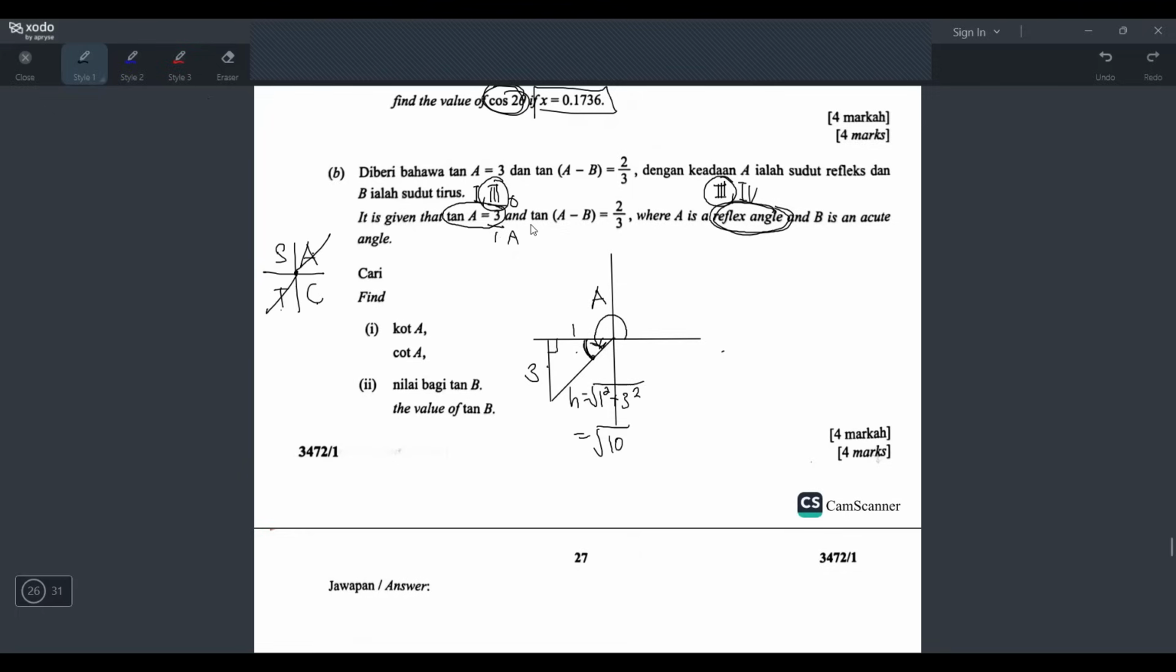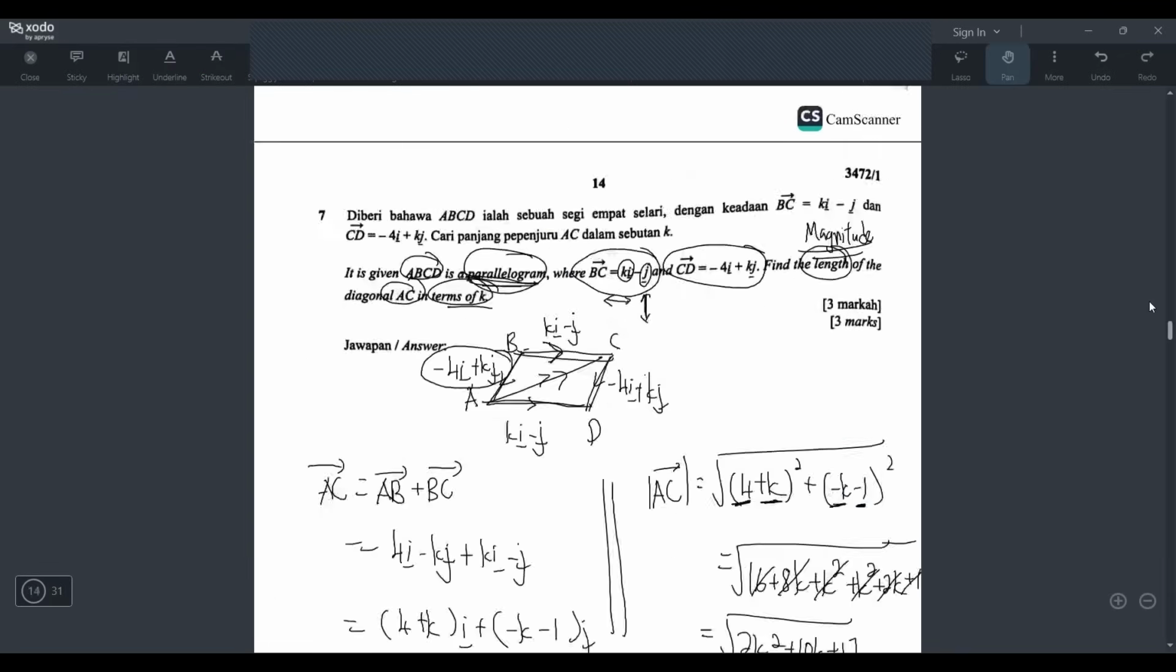Up to here, you can look at the next question, next information. Tangent A minus B equals 2 over 3. Okay, listen to me. Whenever you see something like this, tangent A minus B, confirm you will use the addition angle formula, right? And what is the addition angle formula? Let me show you. Okay, they give you in the exam.